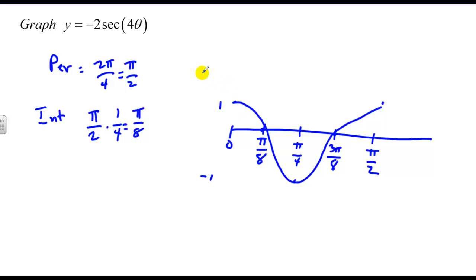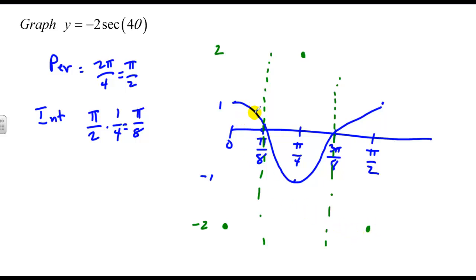So everywhere I see zeros, I get an undefined term for the reciprocal. Everywhere I see a 1, I know its reciprocal is positive 1, but I'm multiplying by negative 2. So at 0 degrees, I have a value of negative 2. I'm negative 1 here, which goes to positive 2, positive 1 here, which goes to negative 2.